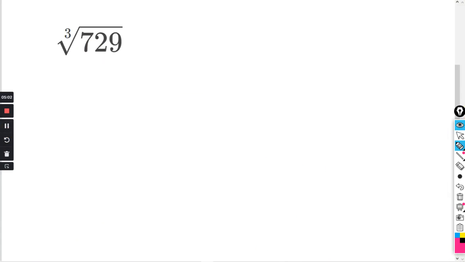Here they have the cube root of 729. Let's see, if we do 7 plus 2 plus 9, that's going to be 9 plus 9, or 18. And 18 divided by 3 is 6. So this is divisible by 3. So that's what I'm going to start with. So I'm going to write 729.